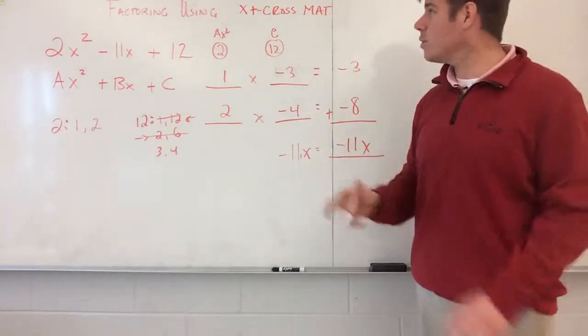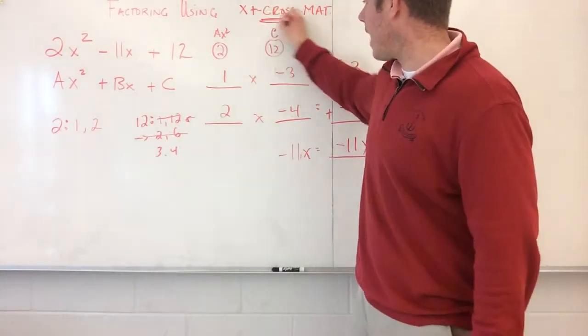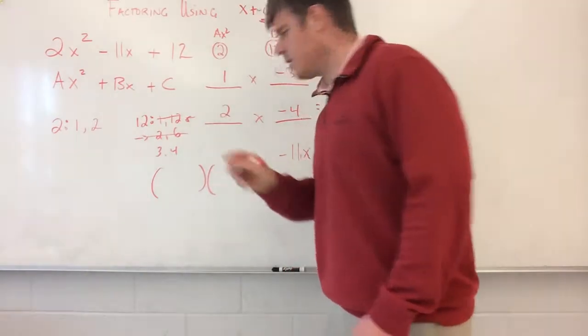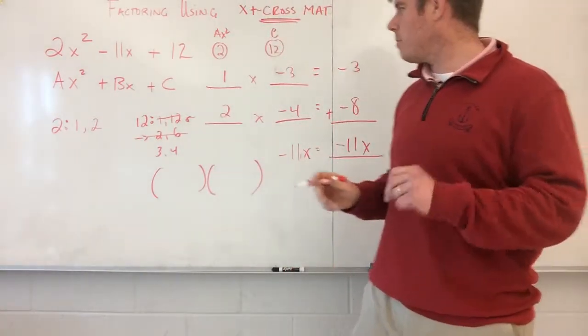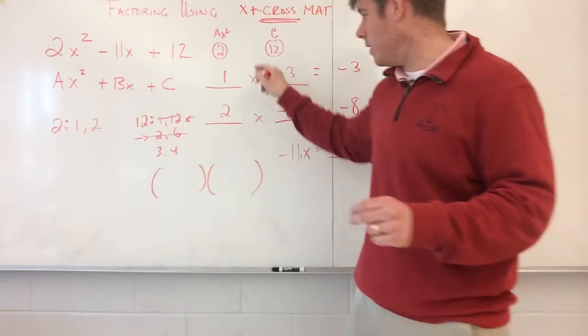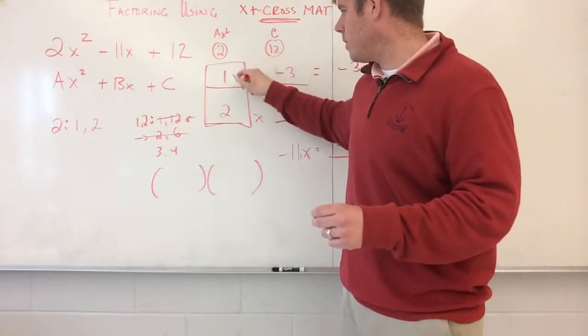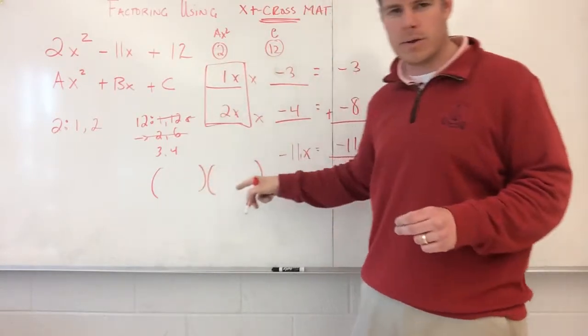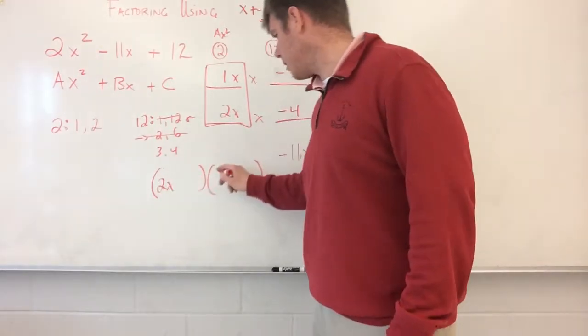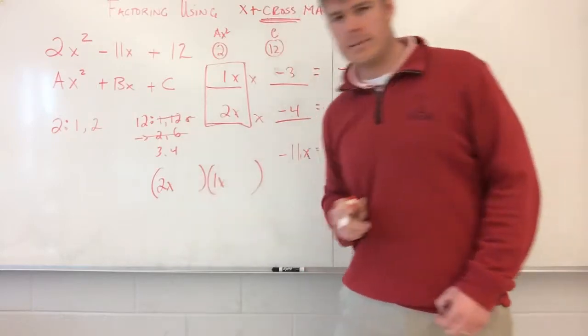The last thing I do, and the reason I call it the cross mat, is that my last step is to put these things into parentheses. When I put them in the parentheses, I always start with my ax squared. That will always be the first term that goes into both of these parentheses. It doesn't matter the order. Let's say I put the 2x here and the 1x here.